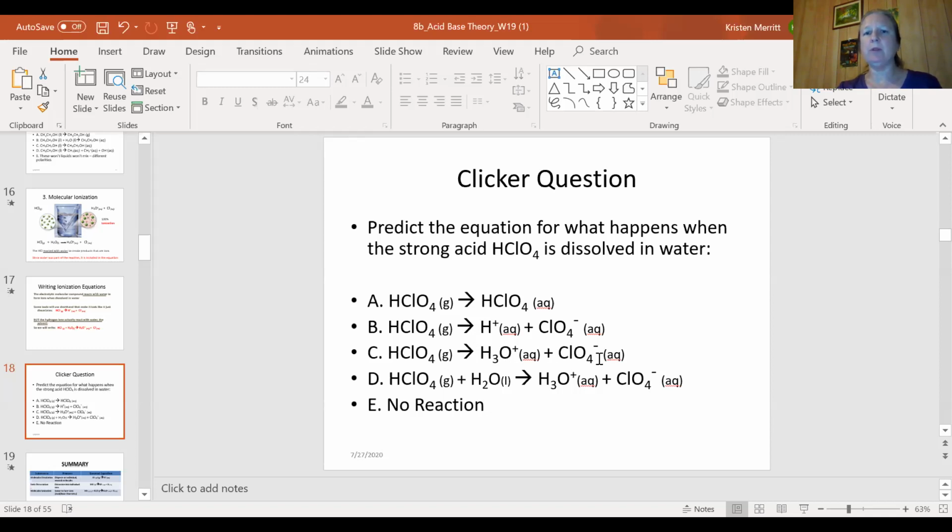However, the problem with this reaction is that you cannot balance this. There's no way you could ever balance this because there's something missing from the reactant side. So D is the answer because you have your two reactants. This is a chemical reaction. You need two reactants, perchloric acid and water, to give you the perchlorate ion and hydronium ion, okay?